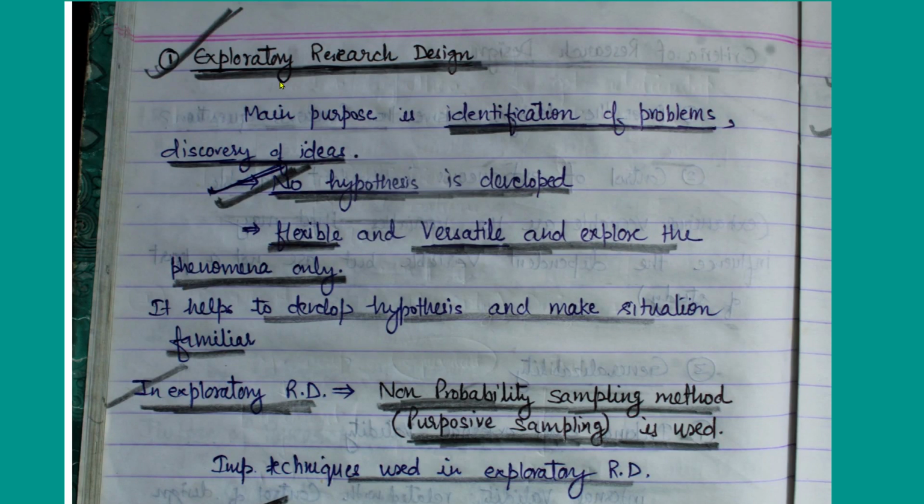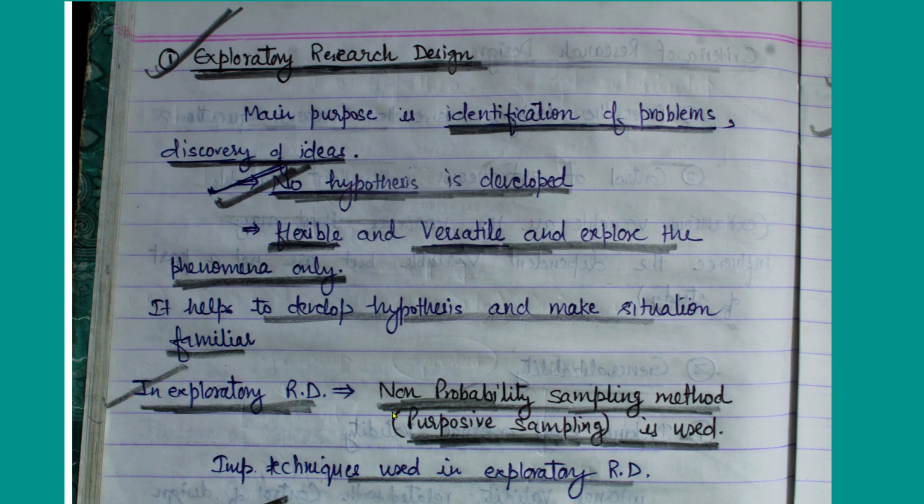So the first one is exploratory research design. The main purpose is identification of problems and discovery of ideas, and this type of research design is mostly done. It is always good to have an exploratory study before doing your main research. So suppose in your PhD you are doing research on a particular topic, before that you should always have a small exploratory study. Here no hypothesis is developed, just to explore. It is flexible and versatile, it helps in developing hypotheses, but no hypothesis is tested per se in exploratory research.